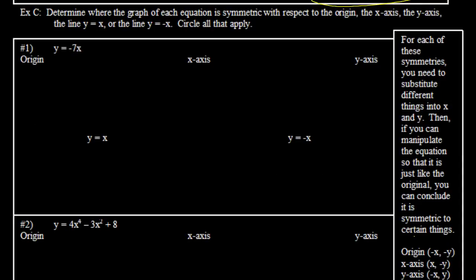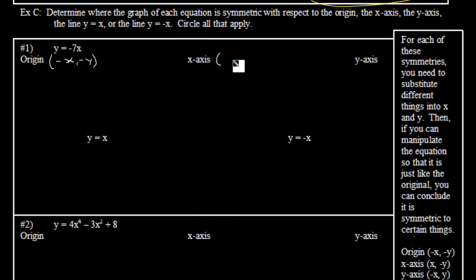So example C. Determine whether the graph of each equation is symmetric with respect to the origin, x-axis, y-axis, the line y equals x, or the line y equals negative x. Circle all that apply. Let's check out the origin. For the origin to work, I'm going to write down a negative x, negative y. In other words, x becomes negative x, y becomes negative y.